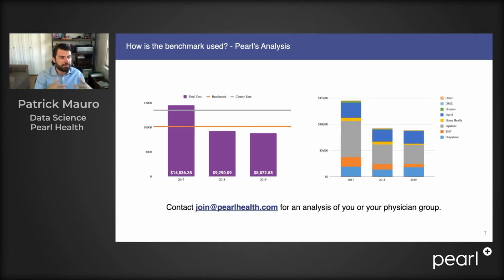So this is the type of analysis that you can expect Pearl to do for you. If you are a provider or a physician group, we can look at where your historical figures would compare to a 2021 benchmark. We can even dive a little bit deeper and analyze what were the cost drivers for those years. So you see in this example, the biggest driver of costs in 2017 that disappeared in 2018 and 2019 was expenditures attached to inpatient care for the panel for this provider.